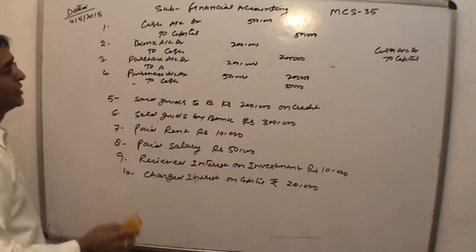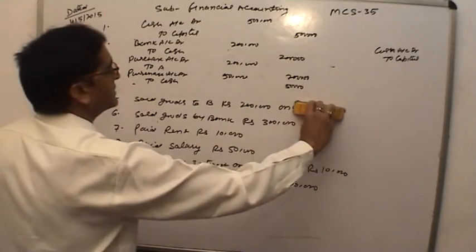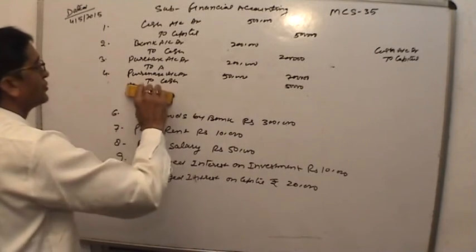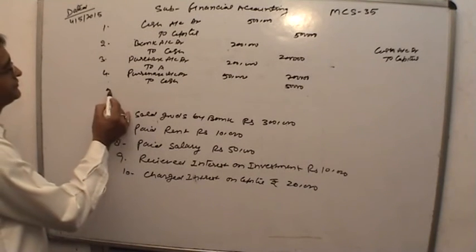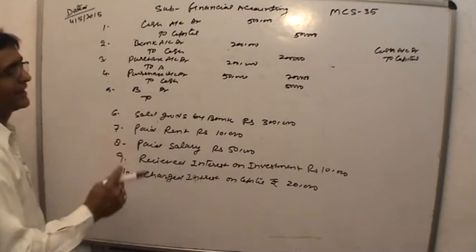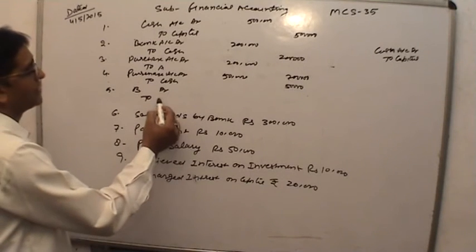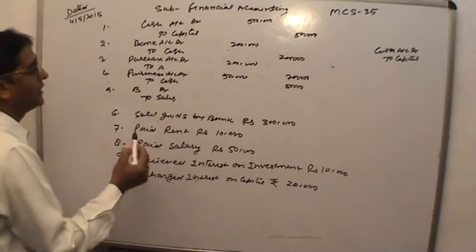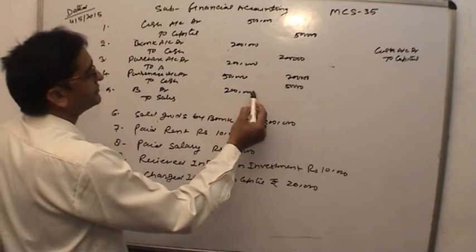Then next transaction, sold goods to B rupees 2 lakh on credit. In this case, B is receiver, so B will be debited. B debit, to credit what goes out, and goods goes out. So in place of goods we have used the sales. So B debit to sales by rupees 2 lakhs.